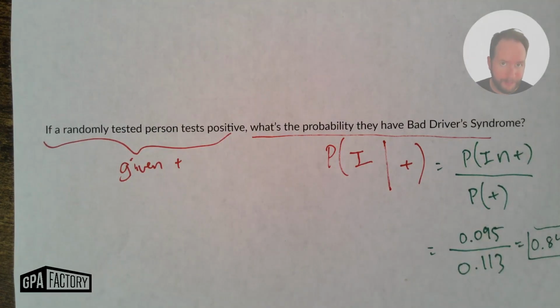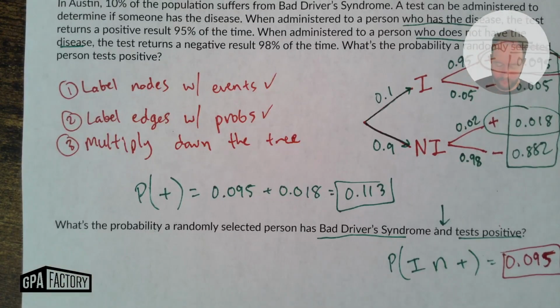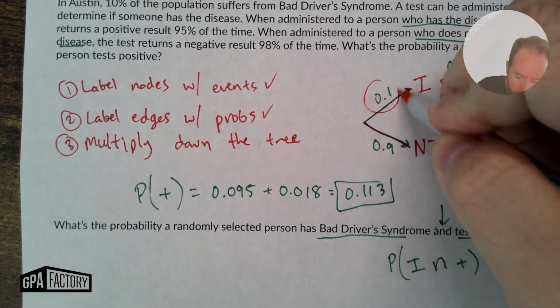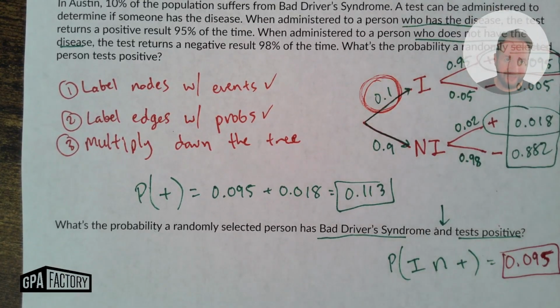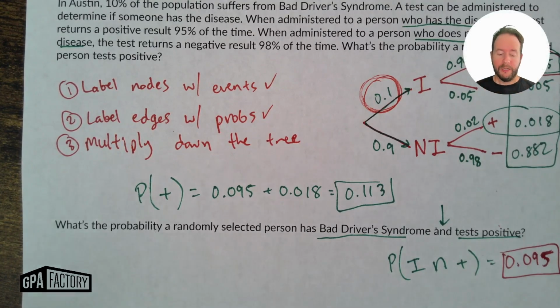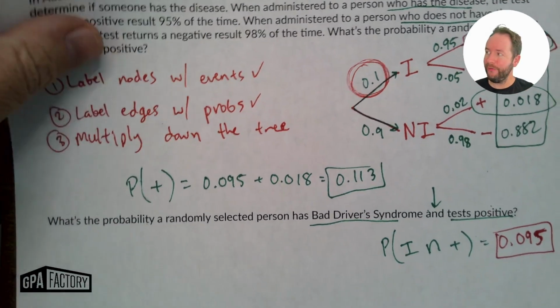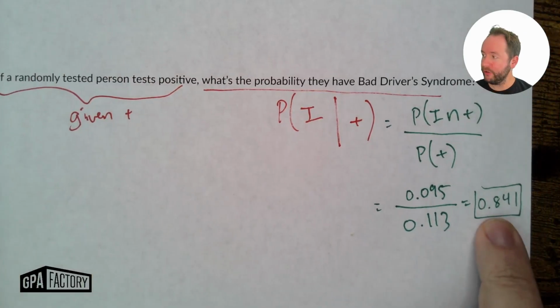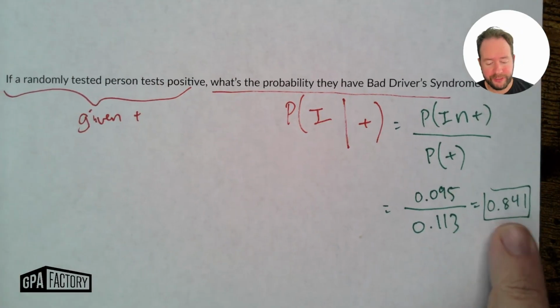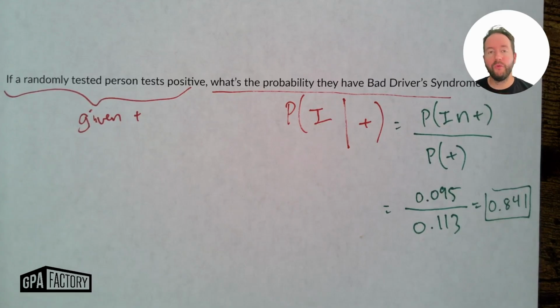What's interesting about this is that we know that 10% of the population has the disease. It's in fact, going back to the table or tree, 10% of the population has the disease. And so if I were to pick someone at random, let's go to beautiful face cam. Hi. If I just pick a person at random, there's a 10% chance they have the disease. They have bad driver syndrome. But the moment that I know they test positive, that probability goes up to 84%. It's kind of interesting how testing works. We know that any random person has a 10% chance of having the disease, but the moment they have a positive test result, that probability jumps up to 84%.